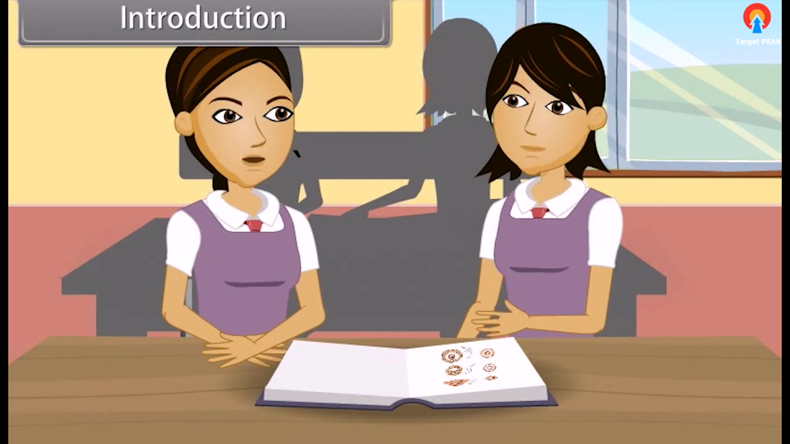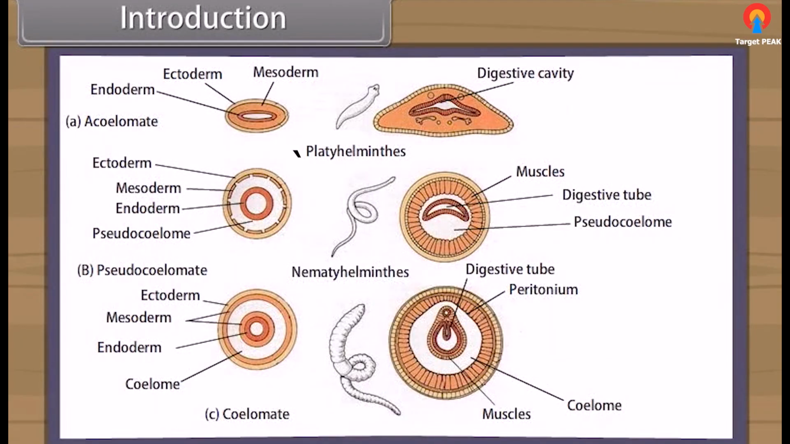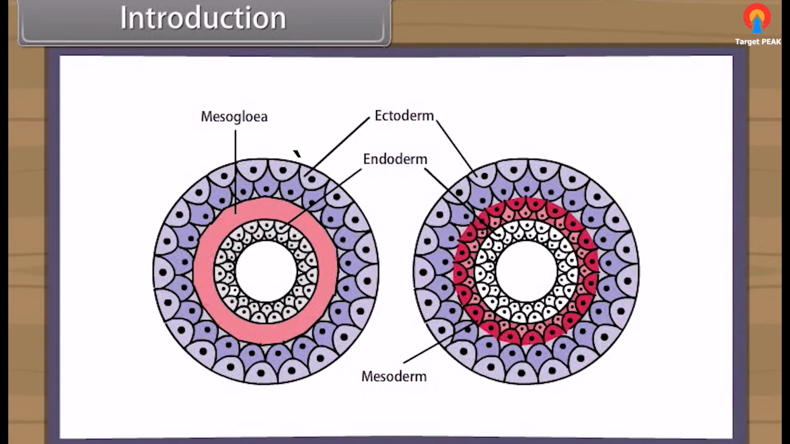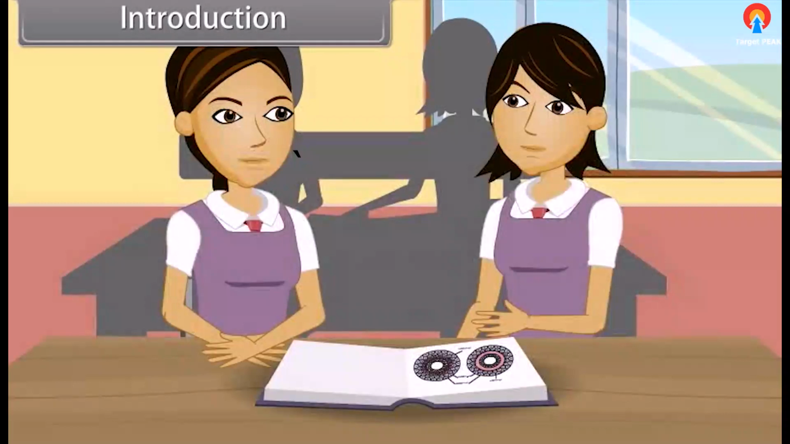On the basis of body cavity, the animals are either acoelomates, example coelenterates and flatworms, or pseudocoelomates, example nematodes. According to the number of germ layers present, animals are either diploblastic, example sponges, coelenterates, or triploblastic, example flatworms to mammals. We will now discuss some important characters and examples of various phyla of kingdom Animalia.